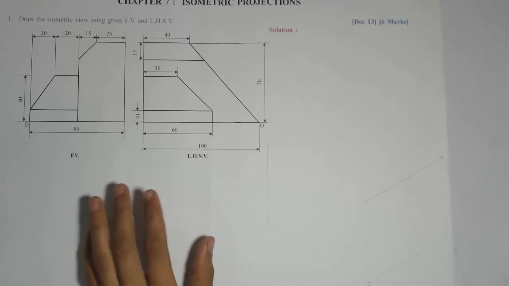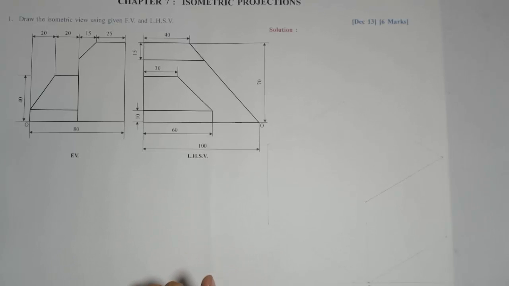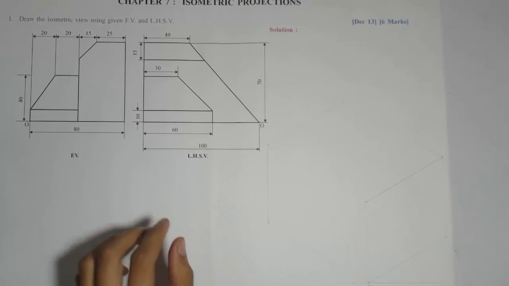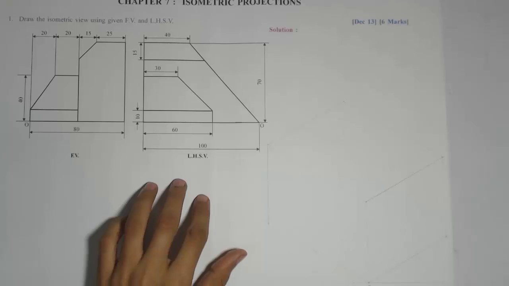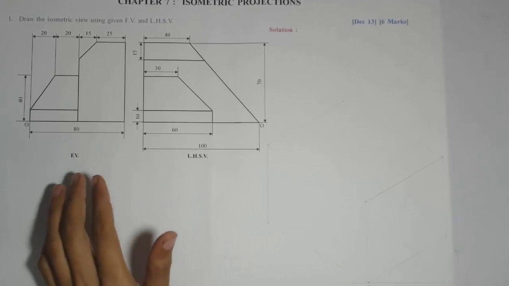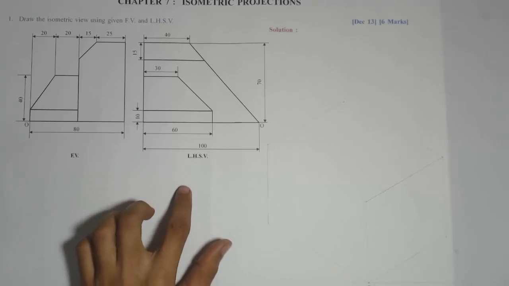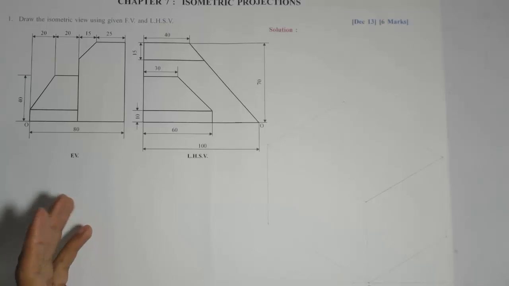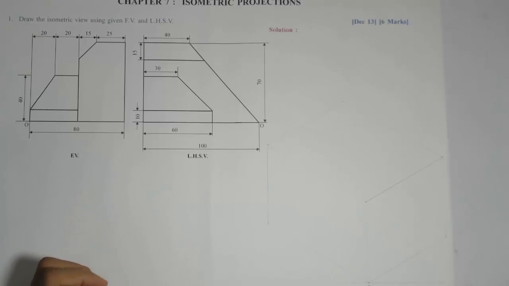So we will first start with the simplest one, the 6 mark question. Again, there will be two types. In the first type, front view and side view will be given, either the right hand side or left hand side view. In this particular problem, front view and left hand side view is given. And the second type will be front view and top view.